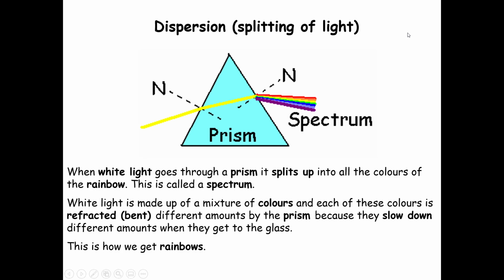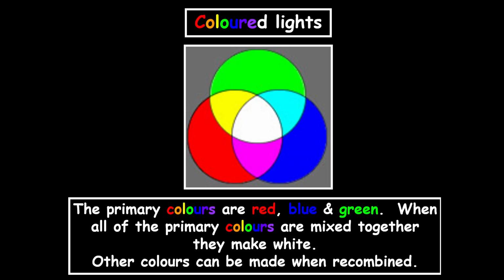Okay, moving on. So I said before that coloured light comes together and makes up white light. So there are 3 primary colours of light, and that is the red, the blue and the green. So your red here, your blue here and your green here. When all 3 of those colours come together, we get white light.